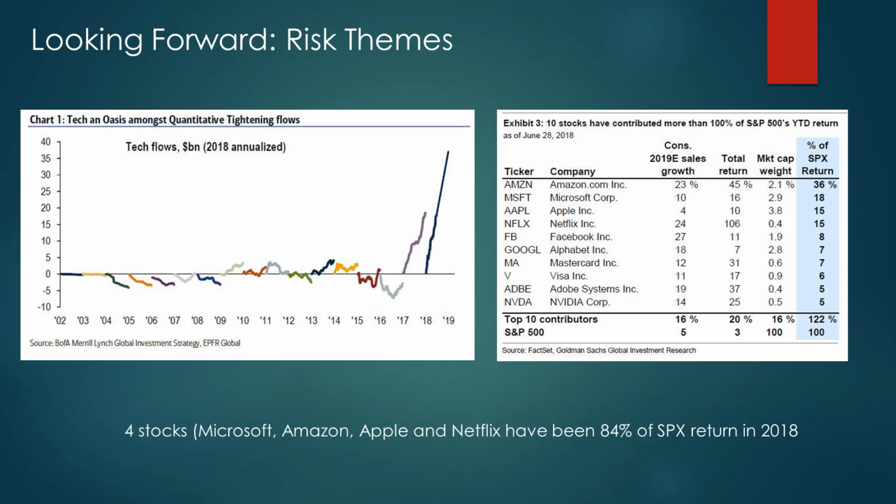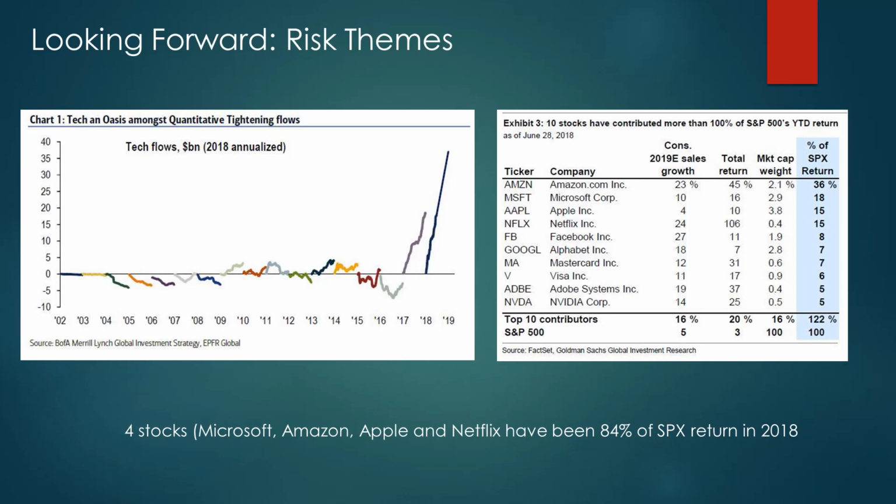So looking forward, one of the main themes which are going to be very dominant in the third quarter of this year are going to be risk themes, and there has been an incredible asset allocation, an incredible concentration of capital in just 4 stocks. So far this year, the first 2 quarters, Microsoft, Amazon, Apple, and Netflix have accounted for 84% of the S&P 500's return.